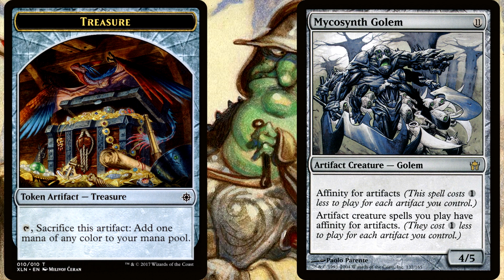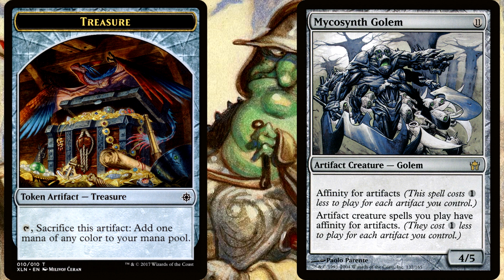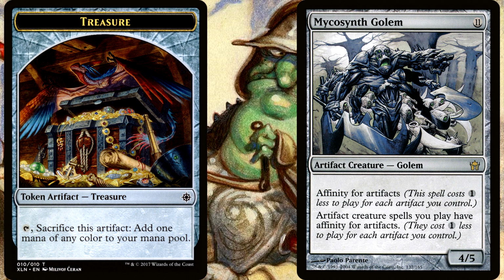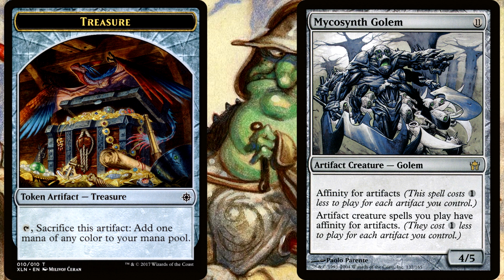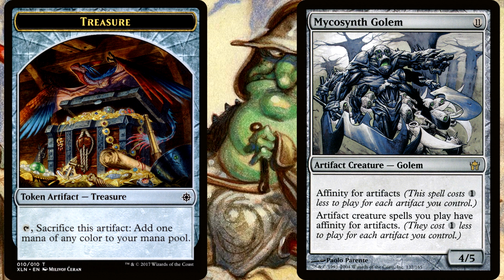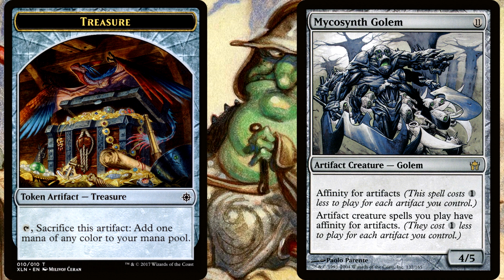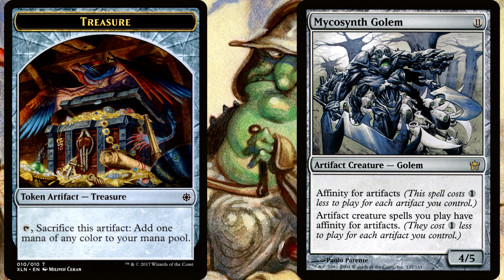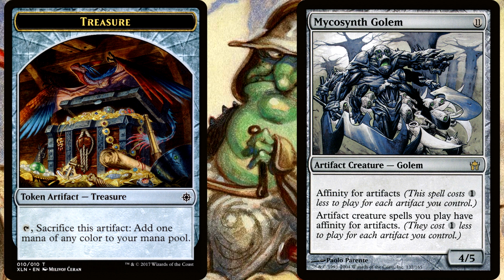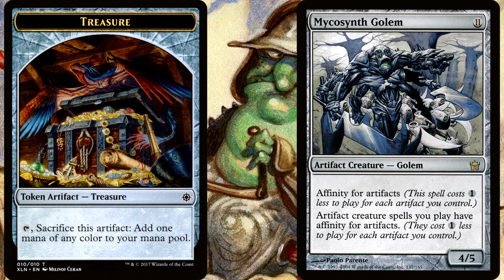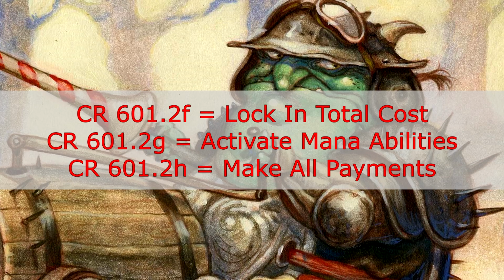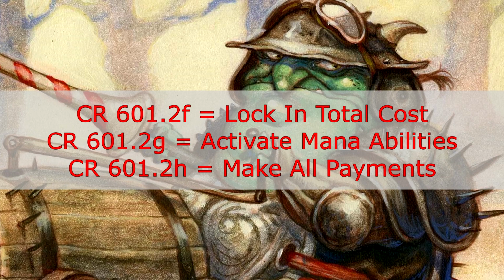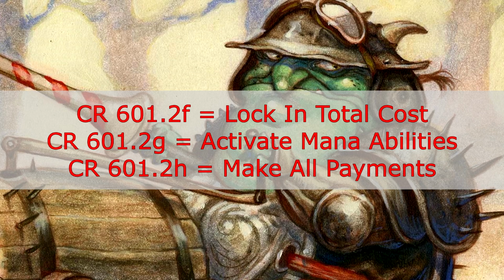Some of you might be saying, nuh-uh, because when you sacrifice any of those treasures, the Mycosynth Golem's cost will increase and just counter out the mana that was added when you sacked that treasure. And if we sacrifice those treasures in advance, often referred to as floating the mana, then yes, that would be true. But if we wait to sacrifice those treasures when we're actually in the steps to casting the spell of Mycosynth Golem, then it is possible. The previous episode covered how CR 601.2g is when we must activate mana abilities, and then CR 601.2h is when we make all of our payments.